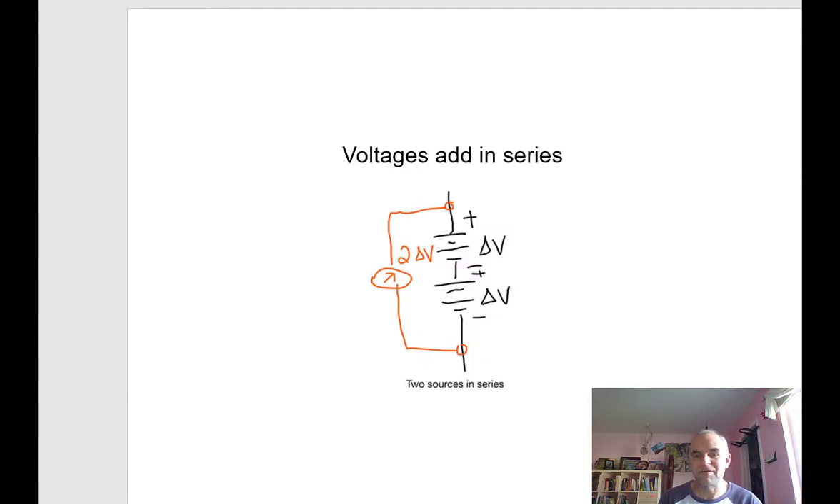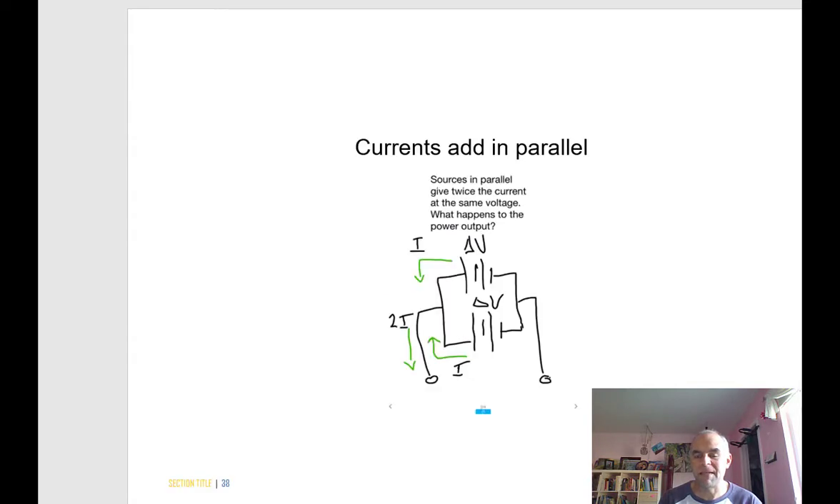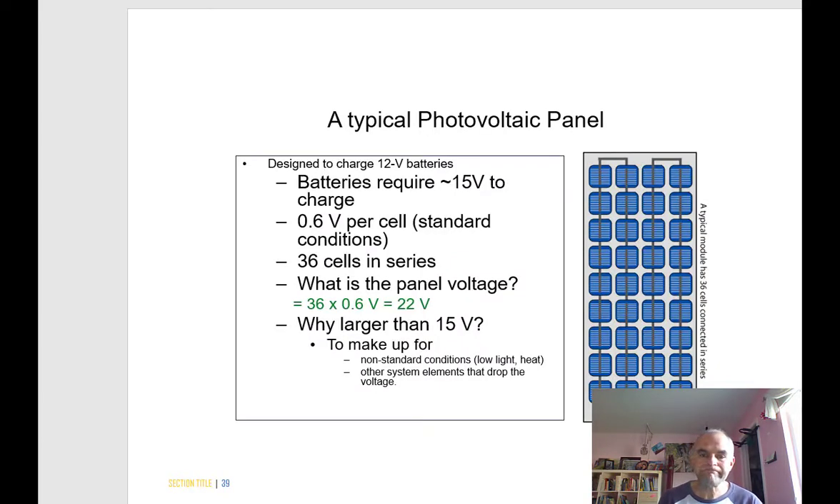Here's an example of a couple that are in series, where the voltage can be twice the voltage of each one. And of course, if they're in parallel, then you get more current. And this is what a typical panel will look like.